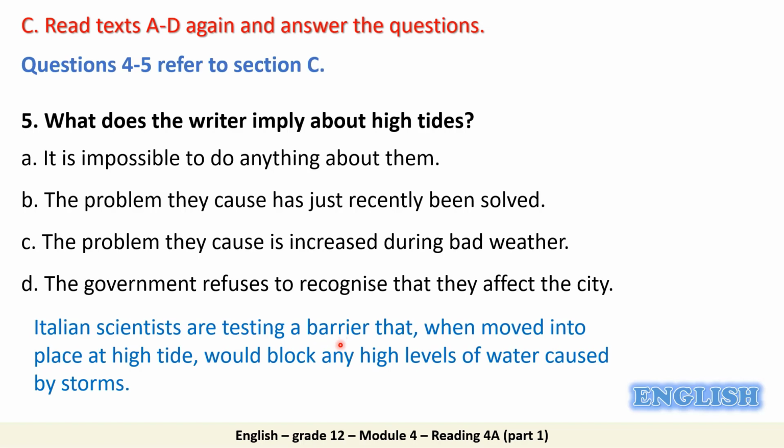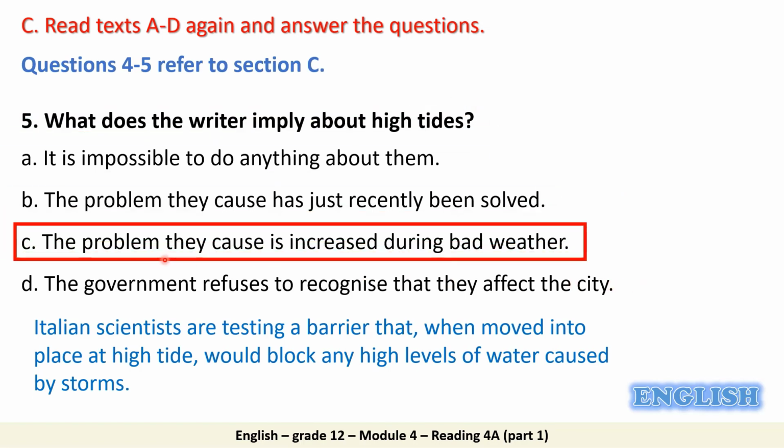So the barrier would block any high levels of water caused by storms. The barrier would block high tides of water. So, which of these is the implied idea? Excellent. The problem they cause, the problem high tides cause, is increased during bad weather. And bad weather is when there are storms.